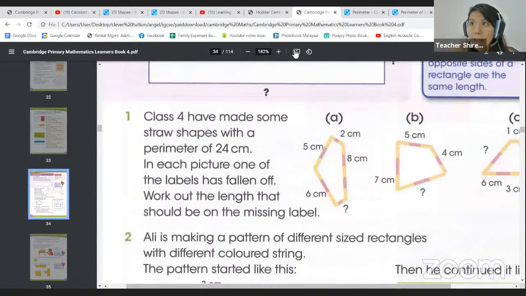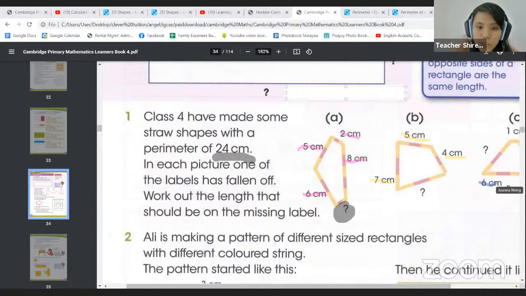Class 4 has made some straw shapes with a perimeter of 24 cm. In each one, a label has fallen off. Work out the length that should be missing. Instead of asking you to add everything, they already added everything for you, which is 24. But they say, I forgot to add this one. What is this? So what you do is subtract.